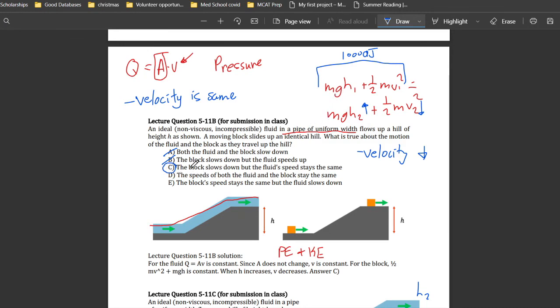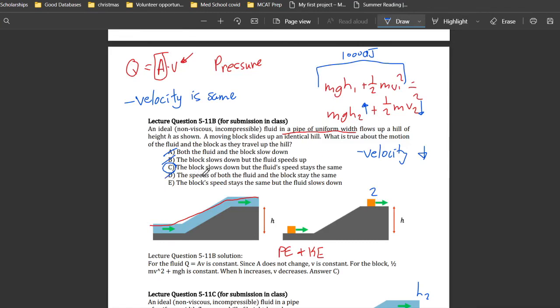But let's go through the last two choices. D says the speed of both the fluid and the block stay the same. Well, that's not true. As we have seen, that would only be the case if the block was traveling across a horizontal surface with no height increase and there was no friction. So if there was no friction and no height change, then there would not be a change in the velocity or the kinetic energy. But since we do have a height change, we have a decrease in the kinetic energy as it's being converted into potential energy, meaning that the velocity is now lower at point 2. So that is why D is false.